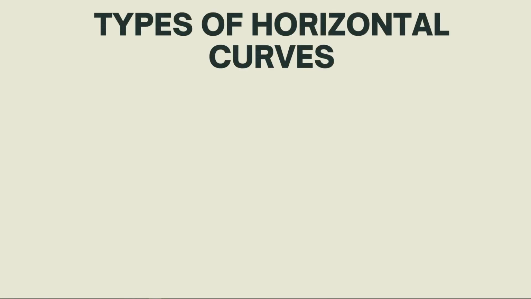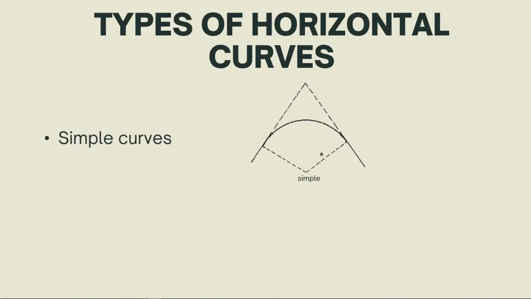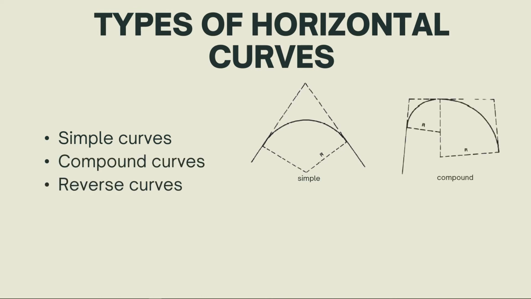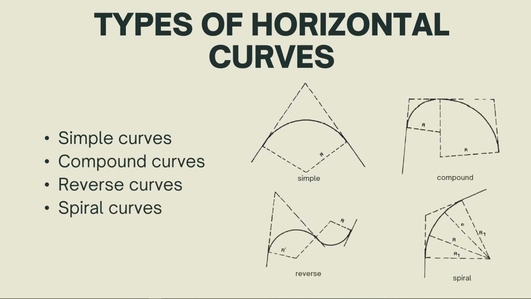Now, there are four types of horizontal curves, namely simple curves, compound curves, reverse curves, and lastly, spiral curves. So allow me to pass the floor to the next reporter for an in-depth presentation about the simple curve.